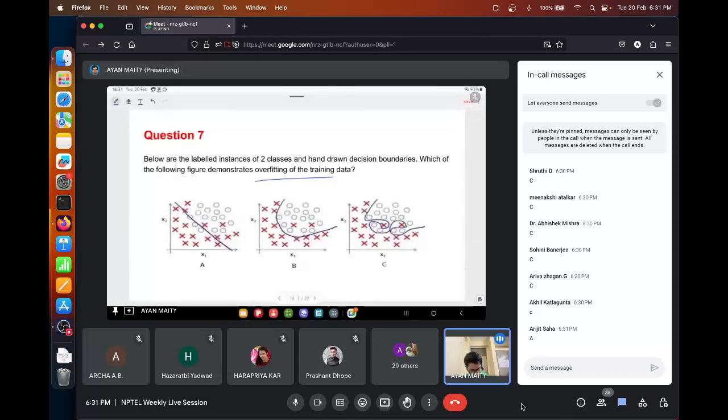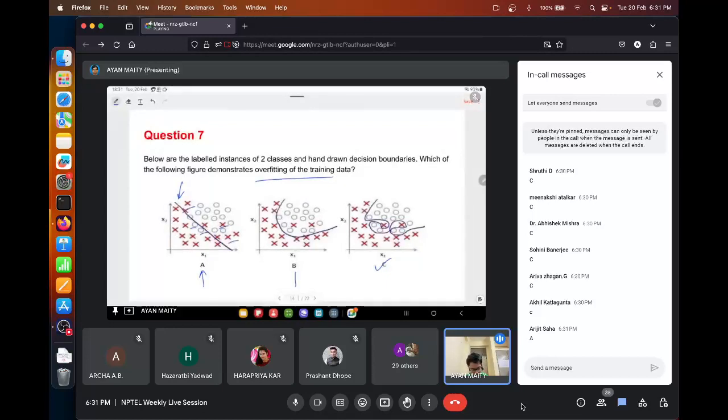And the correct answer is option C. First, you have to find out in which figure the classifier is demonstrating overfitting. For the first case, option A, this is a straight line, and some points are misclassified.